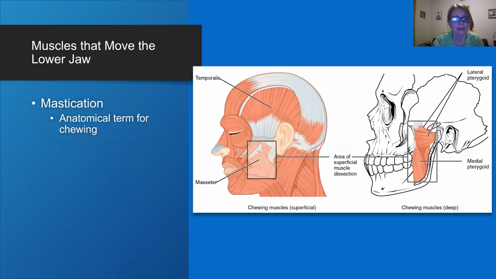Right? Now, muscles of mastication. Mastication is the anatomical term for chewing, right? And you have several muscles involved, like temporalis, one of them, masseter, and pterygoid. So pterygoid, we have lateral and medial pterygoid muscles. And temporalis and masseter are superficial, and pterygoids are deep.